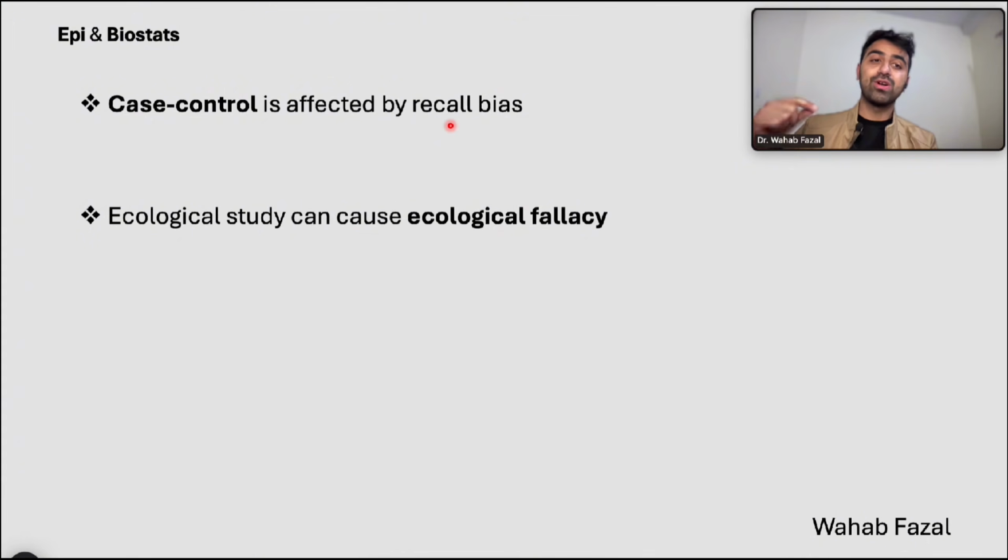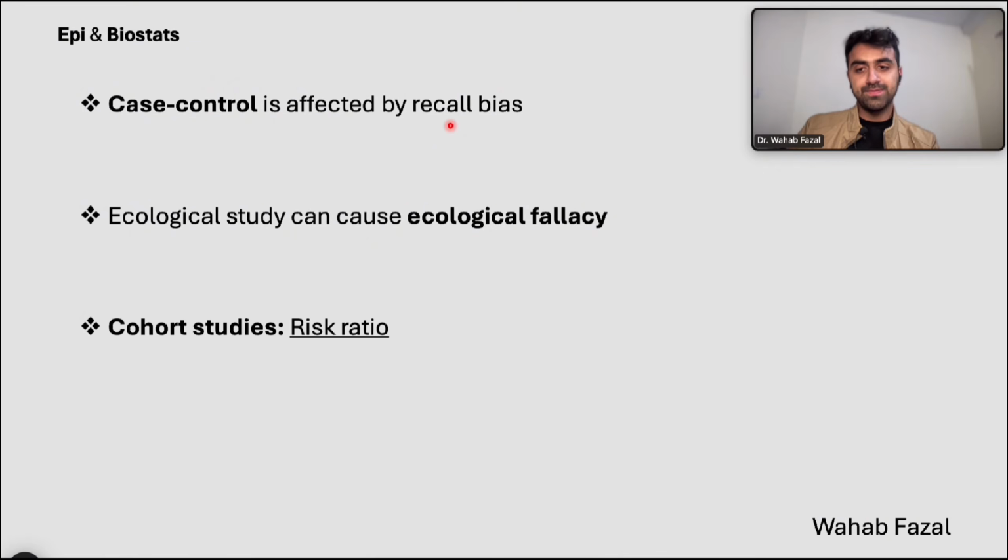That's the word I did not use because this is a tough word. I wanted to save it for the end. If you're making individual conclusions from a study conducted on a larger level, that is called an ecological fallacy. Don't make ecological fallacies. Cohort studies use risk ratio. Case control study use odds ratio. I've just added this here for the sake of completeness. I'll talk about this in more detail in the next videos.